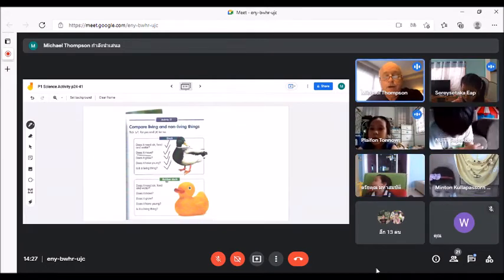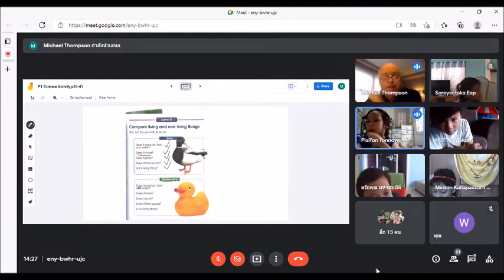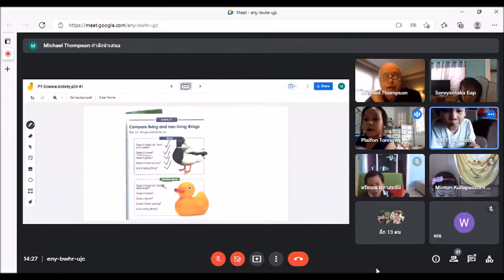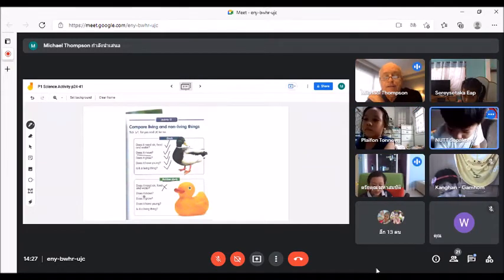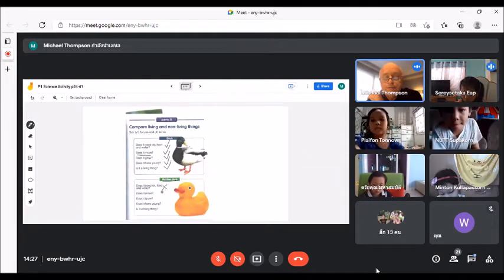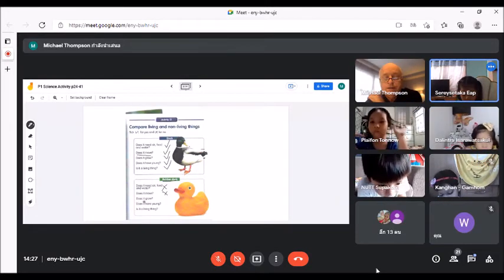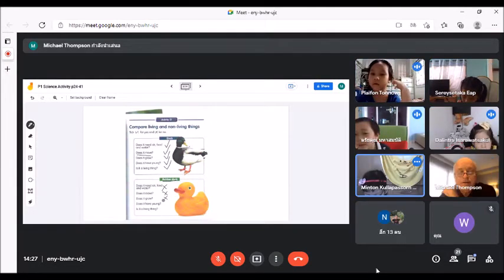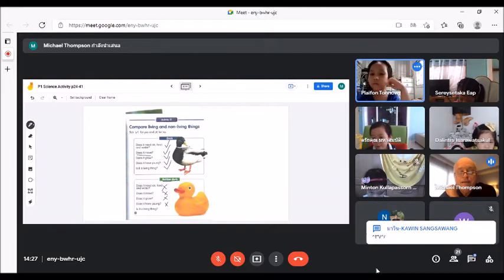All right, now we work on the rubber duck. Call it a rubber duck or a yellow duck or a bath duck. All right, what's this say? Does it need air, food and water? No. An X. Does it move? No. What's the next question? No. Doesn't grow. How about this one? No.